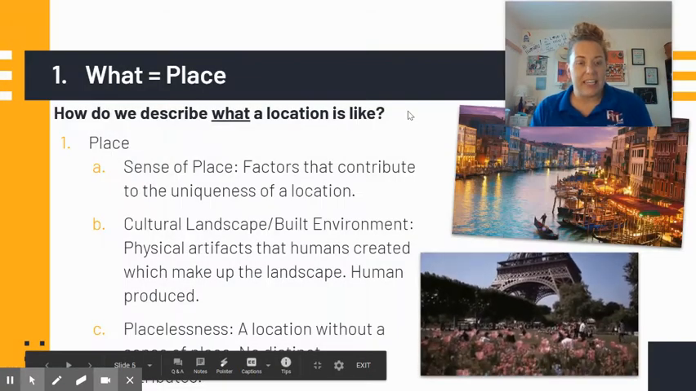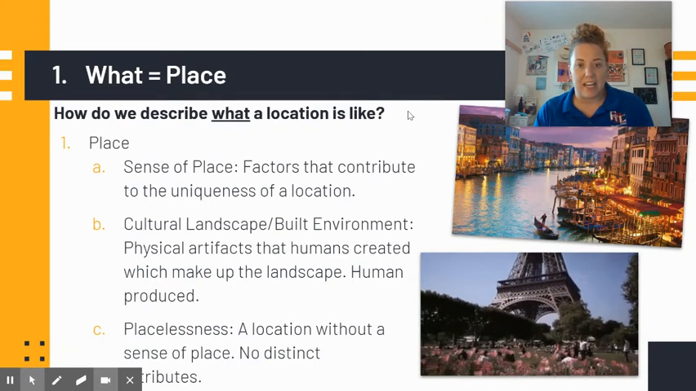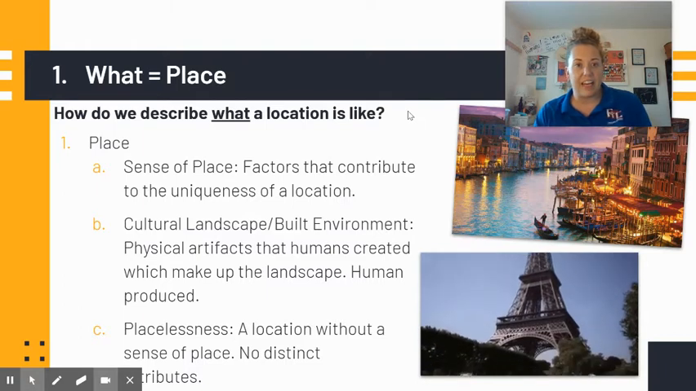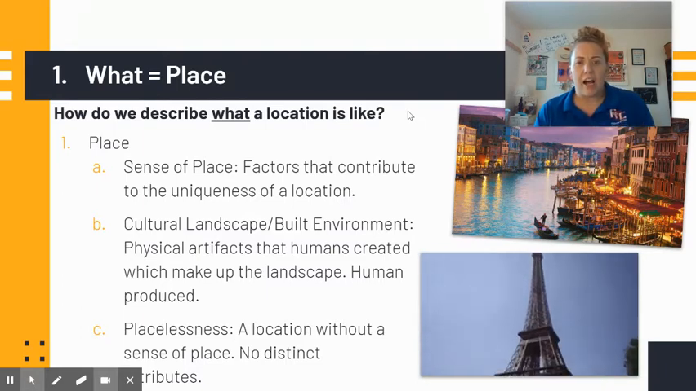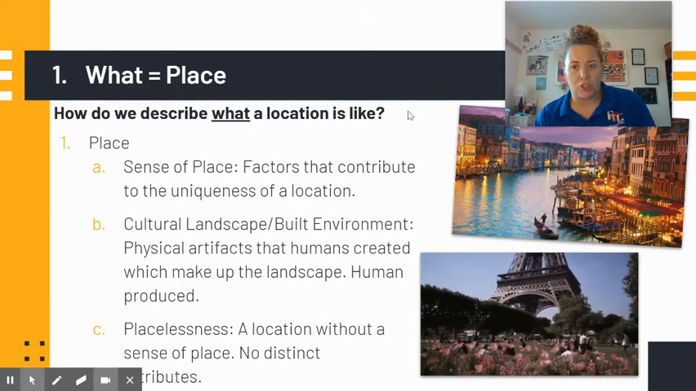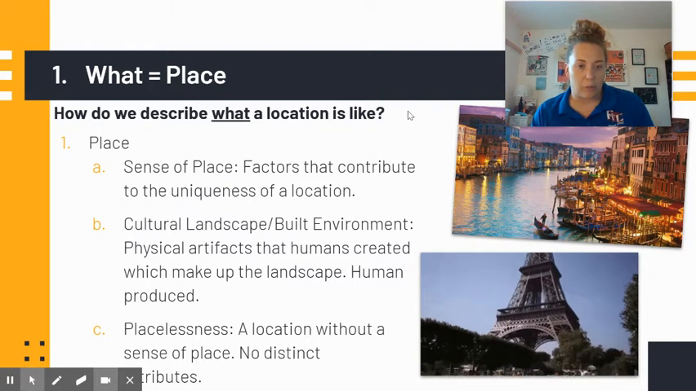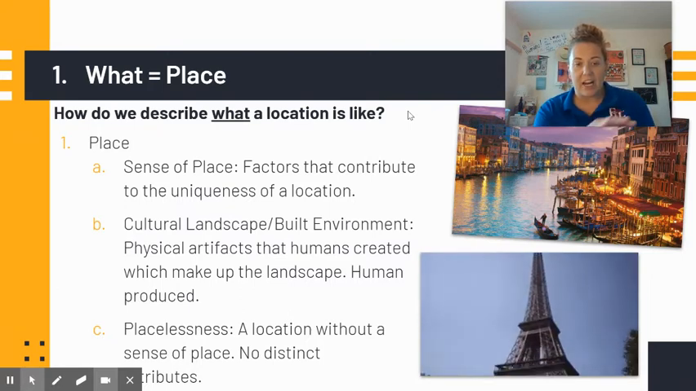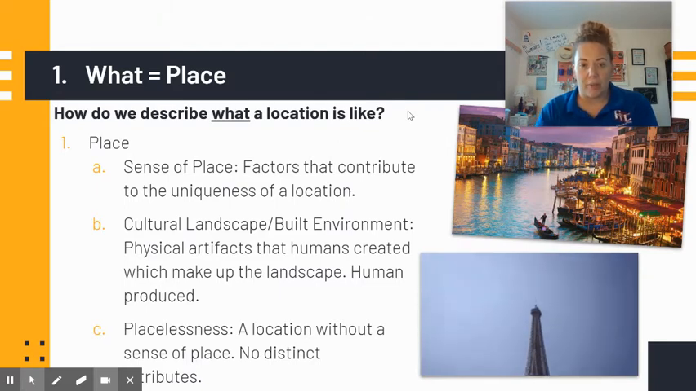All right, so place, three types of place here: sense of place, cultural landscape slash built environment, and placelessness. Basically, this is kind of like, how do we describe a place? How do we feel about a place? So if I was to ask you, describe Paris, you probably could come up pretty quickly with some ways to describe it. And then you'll see through sense of place and cultural landscape and built environment, additional attributes about that.